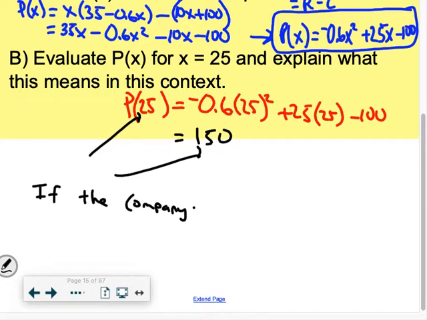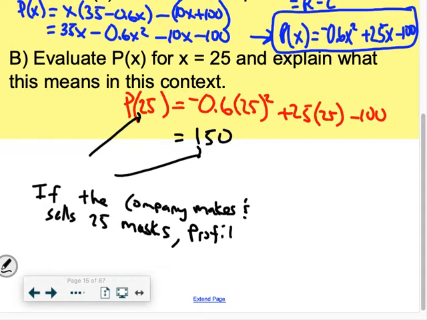So if the company makes and sells 25 masks, notice both the income and the expenses depended on how many masks there were. The more masks they sell, the more they make, the more they bring in. But the more masks they make, the more their costs go up too. So both of those things depend on how many masks. So if the company makes and sells 25 masks, the output is their profit. Their profit will be $150. And you need to have the units there. We're talking about dollars. The units for the input is number of masks.